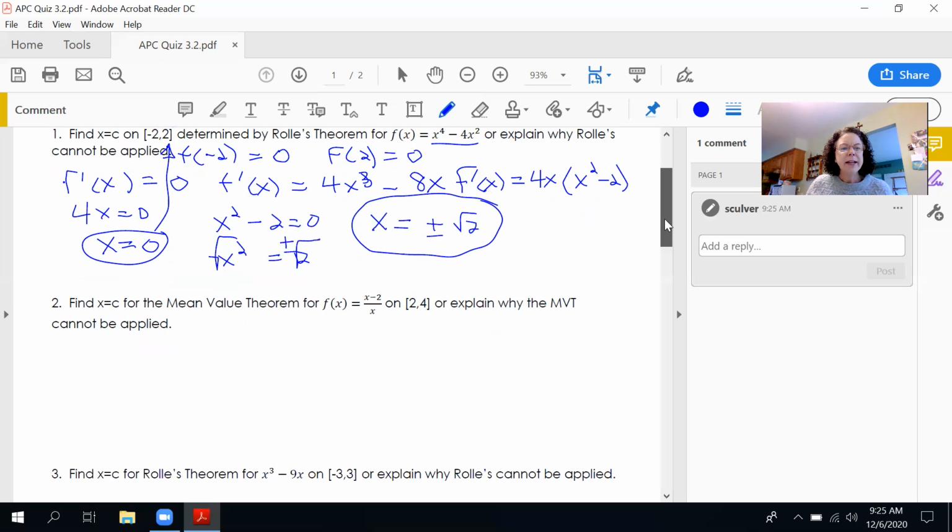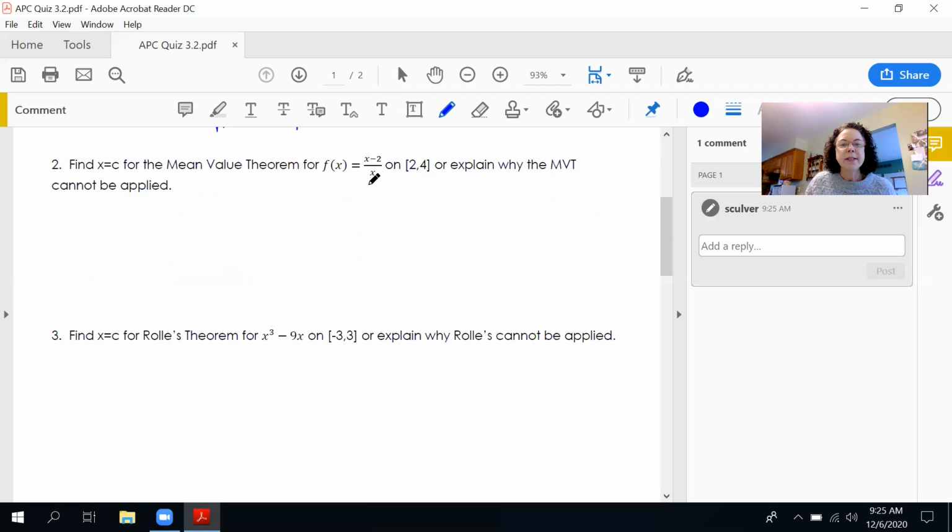Number 2, find x equals c for the mean value theorem for this expression. Notice it's rational, from 2 to 4. Explain why the MVT can't be applied. This is where many of you lost your points. You said that the MVT can't be applied because this was discontinuous at x equals 0. Notice though that x equals 0 is not on the interval from 2 to 4. So this expression actually is continuous and differentiable on this closed interval from 2 to 4 because 0 isn't in there.